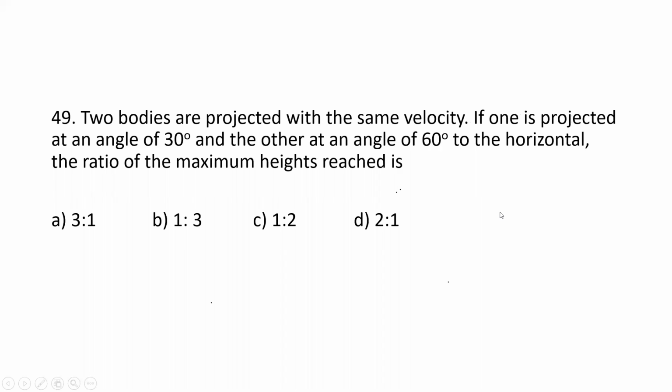Two bodies are projected with the same velocity. If one is projected at an angle of 30 degree and the other at an angle of 60 degree to the horizontal, the ratio of maximum height reached is? So how to find the ratio of maximum height reached? See here.